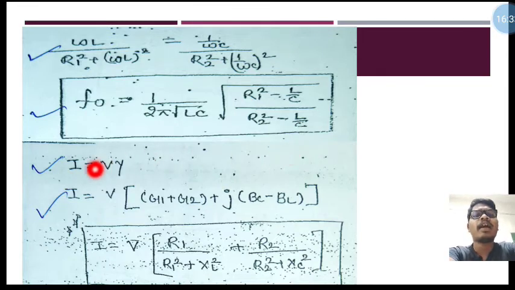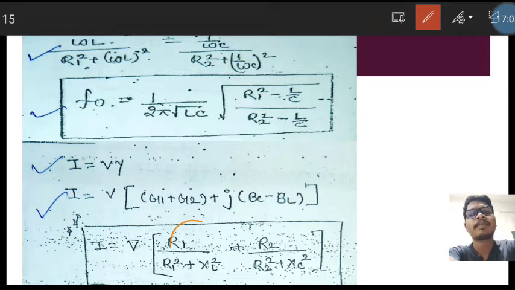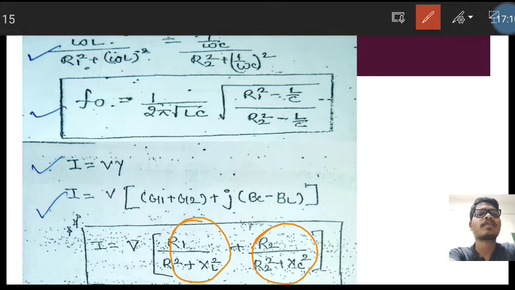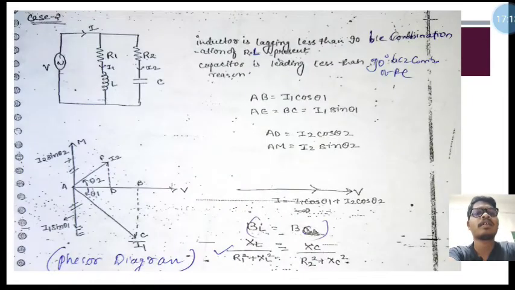Okay, and I is equal to V into Y, where Y is the admittance, that is G1 plus G2 conductance plus the imaginary susceptance term. So I is equal to V into the conductance, and the susceptance gets cancelled. This conductance G1 is equal to R1 divided by R1 square plus XL square, and G2 is equal to R2 divided by R2 square plus XC square. Okay, like that.